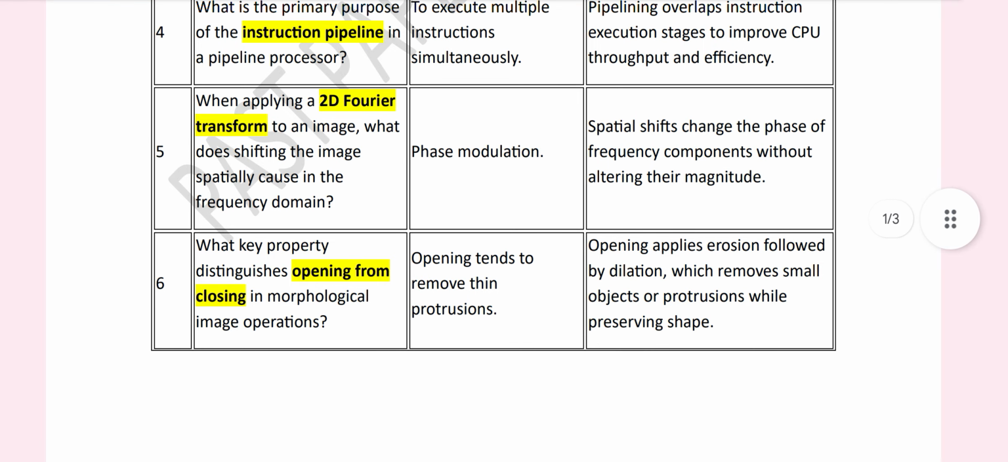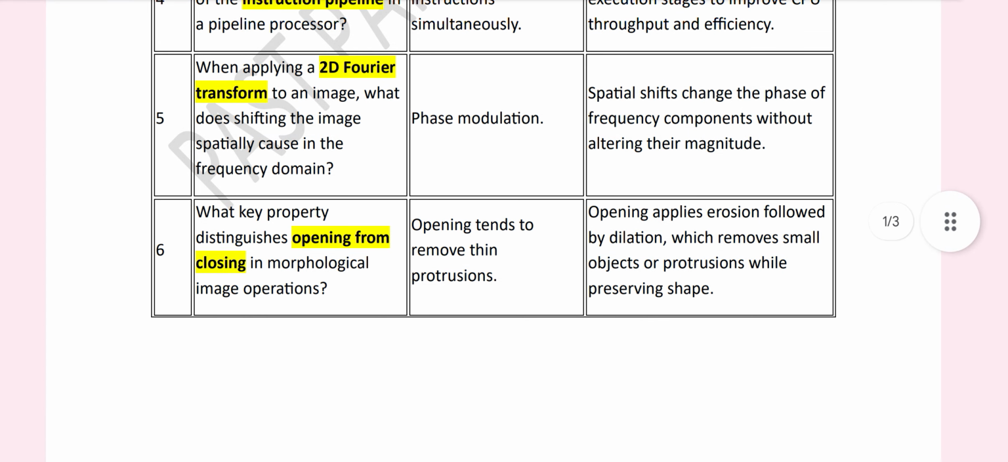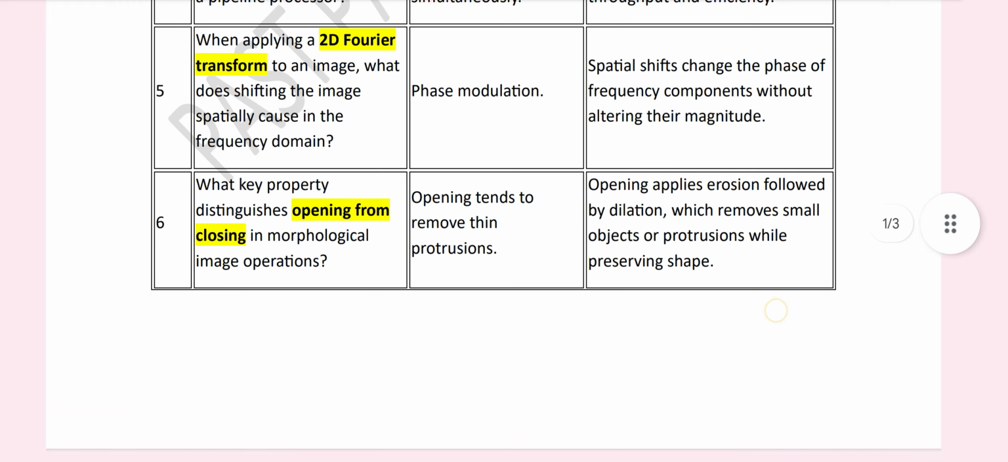Question number 5 is, when applying a 2D Fourier transform to an image, what does shifting the image especially cause in the frequency domain? Phase modulation is the right answer. Spatial shift changes the phase of frequency components without altering their magnitude.